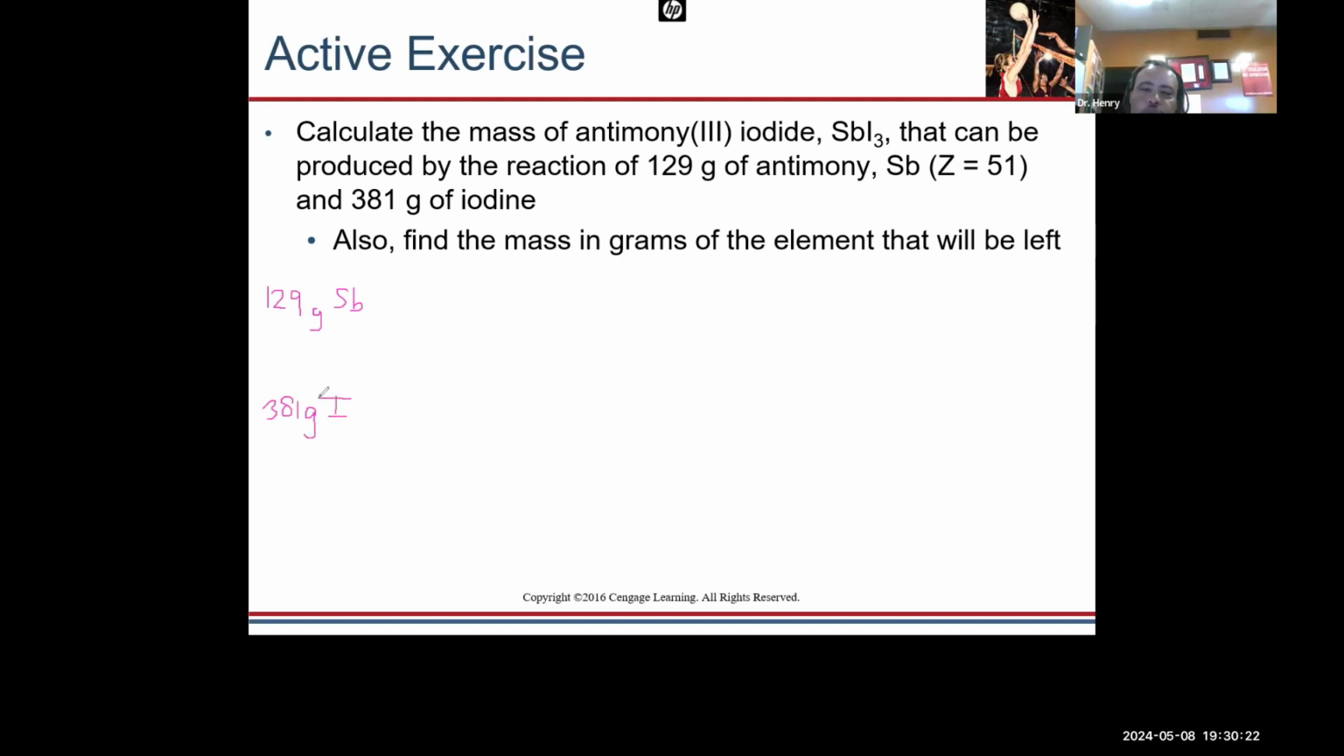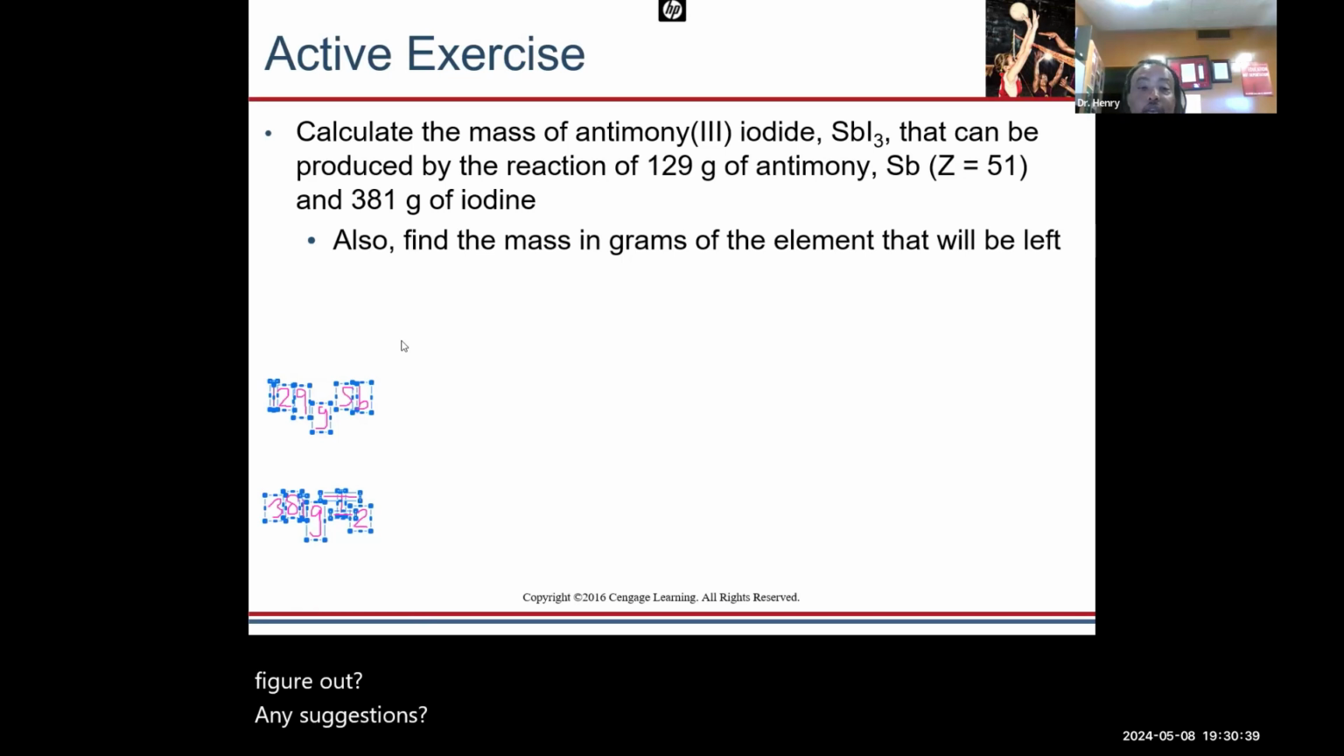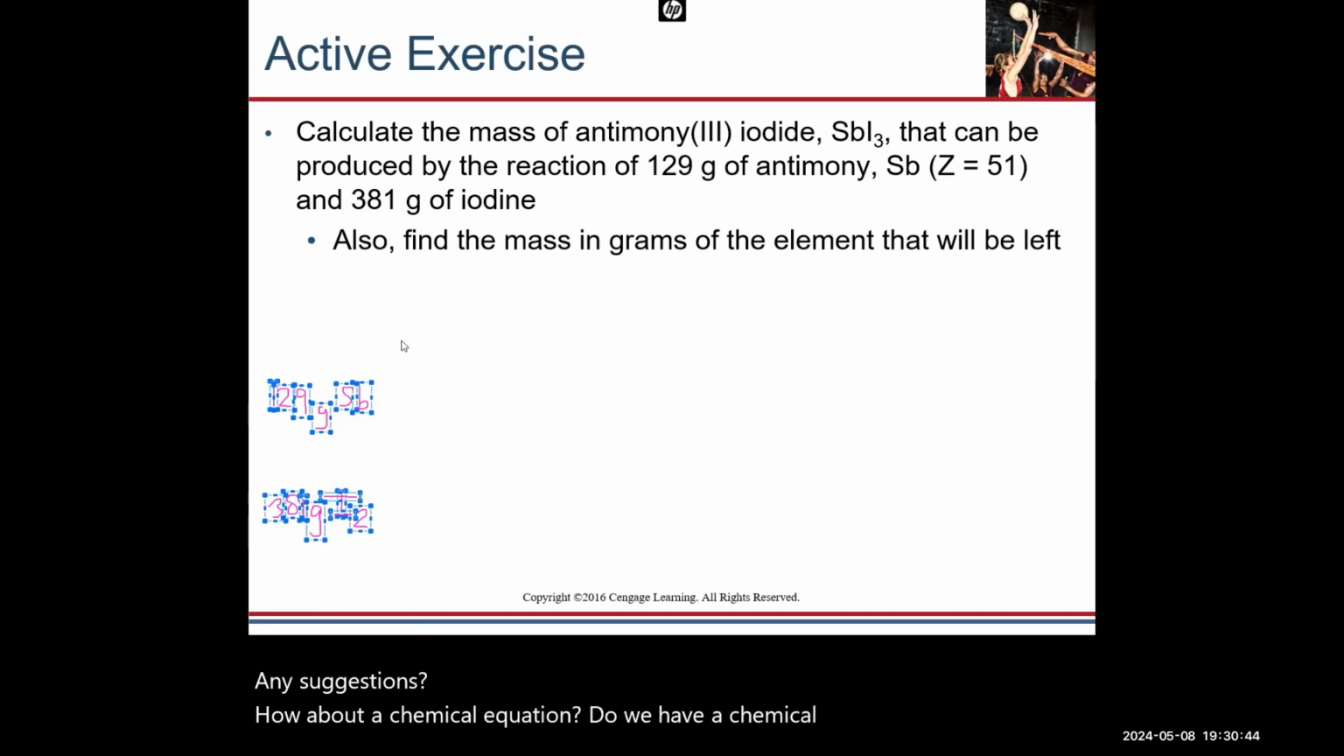Any ideas? What are we missing? What is the first thing that we should probably figure out? Any suggestions? How about a chemical equation? We have one antimony with three iodide.